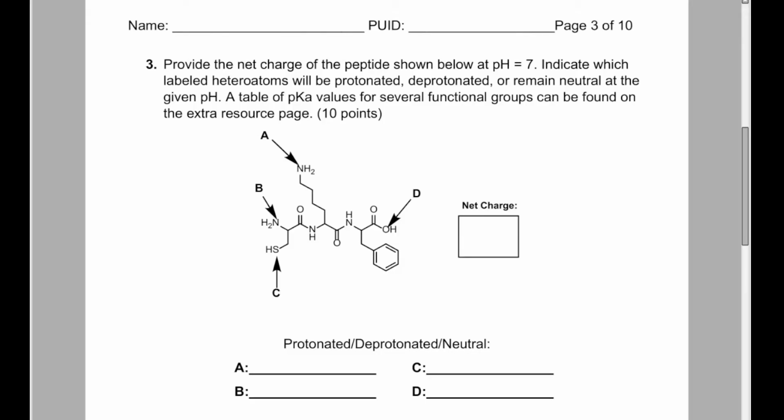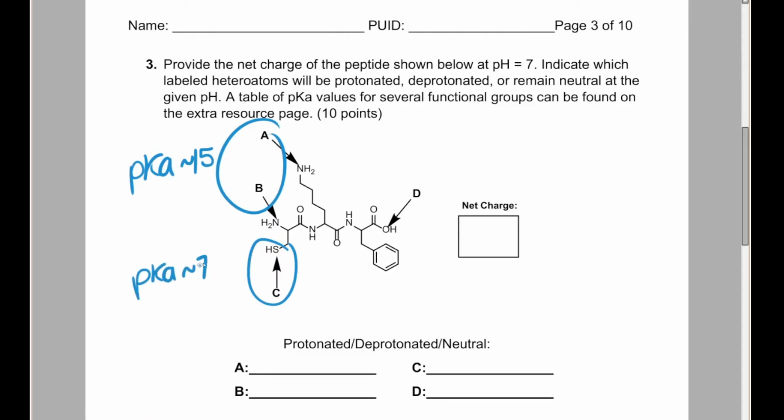So I think the first thing we should probably do is label all of the functional groups with their corresponding pKa values. And immediately we see that A and B are the same functional group. They're both amines. And amines have a pKa of about 15. C is a thiol group, which has a pKa of about 7.0. And then D is a carboxylic acid, which has a pKa of around 4 to 5.